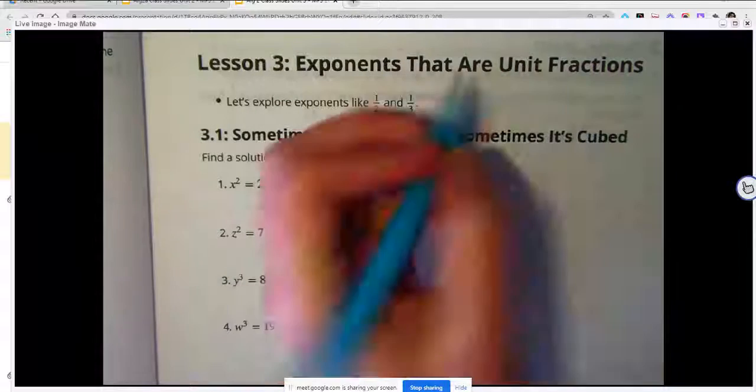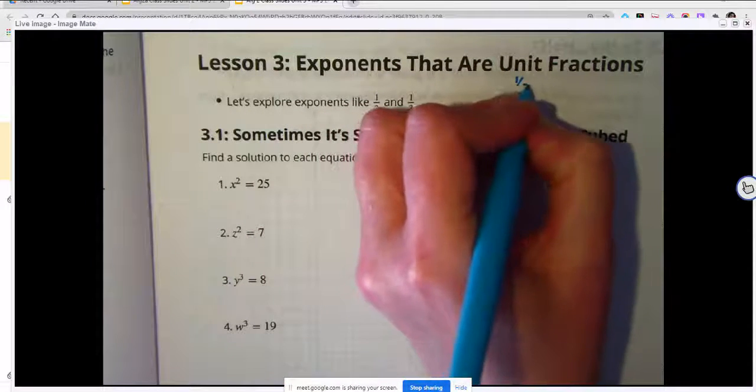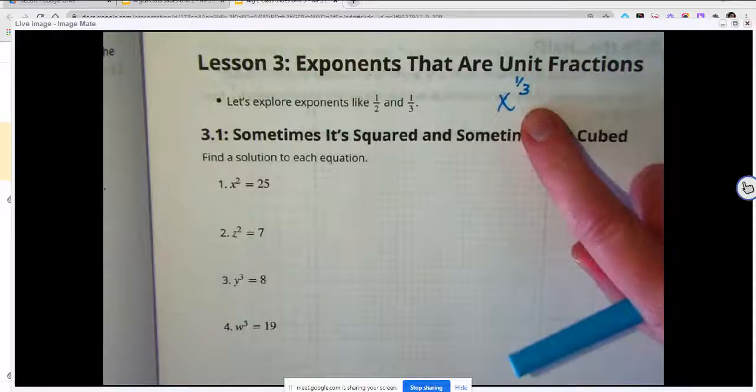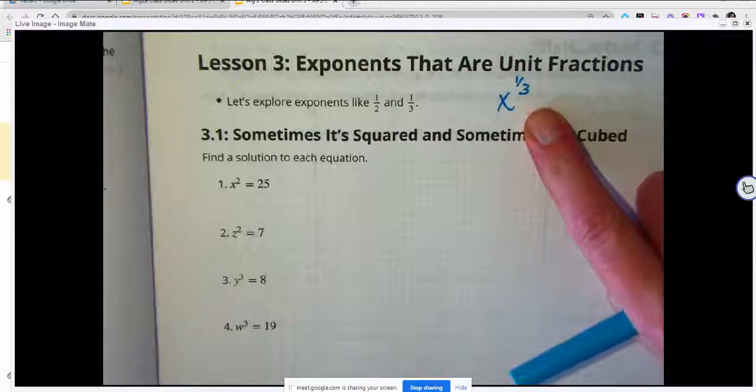Before, when we started seeing something like x to the 1/3 power in the polynomial unit, we'd be like, nope, we just broke polynomials. We're not going to do it. We're in a different unit now. We can do this. We're going to see how we can add to our exponents list.